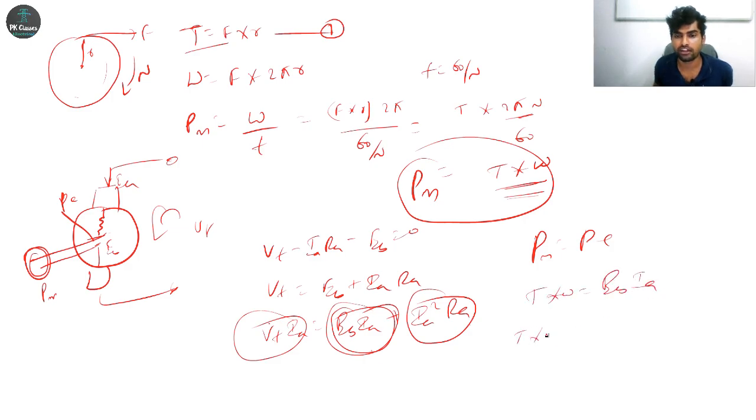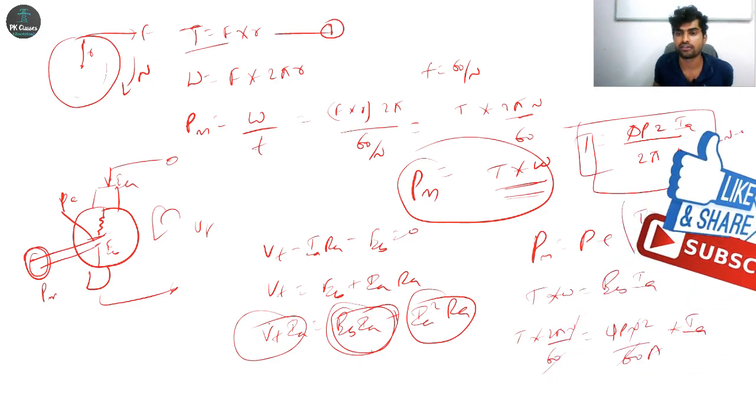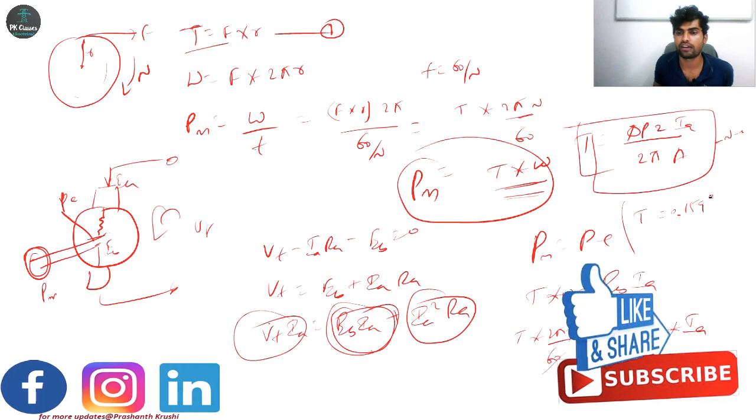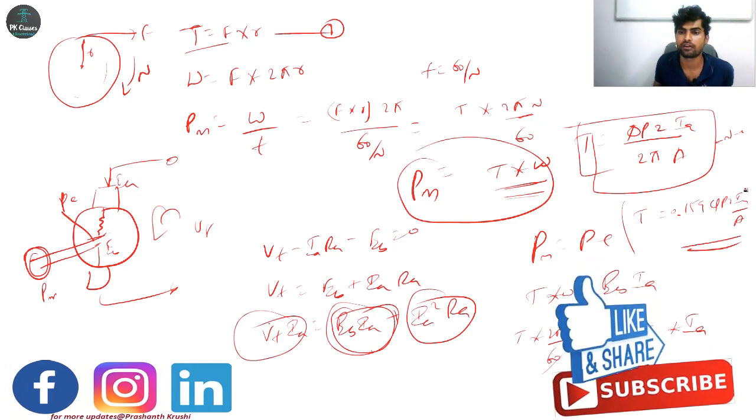So T into 2 pi N by 60. Eb is equal to phi P N Z by 60 A into Ia. So 60 and N cancel. Finally we get T is equal to phi P Z Ia by 2 pi into A Newton meter. Our torque is equal to 0.159 phi P Z Ia by A. This is your torque equation.